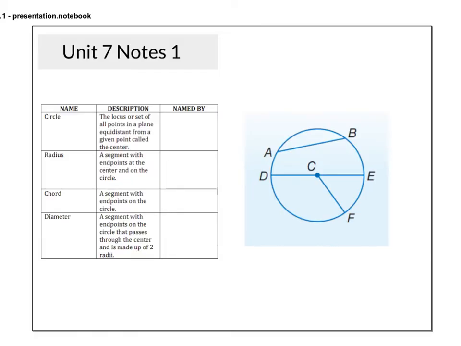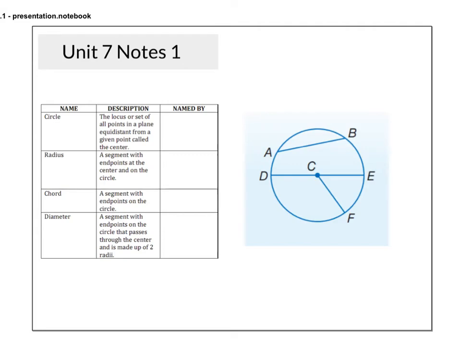Today we are going to start Unit 7, and Unit 7 is all about circles. And so let's start with the definition of a circle. A circle is the locus or set of points in a plane equidistant from a given point called the center. In other words, every point out here on this circle is the same distance from point C. This distance, this distance, this distance, they're all the same length.